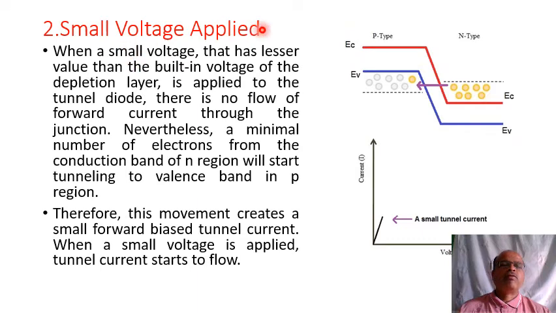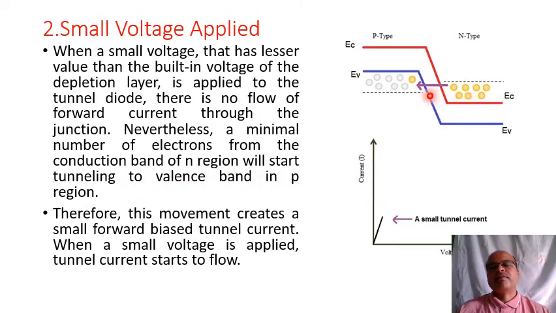Then when a small voltage that has a lesser value than the built-in voltage of the depletion layer is applied to the tunnel diode, there is no flow of forward current through the junction, where a minimum number of electrons from the conduction band of the n region will start tunneling to the valence band in the p region.